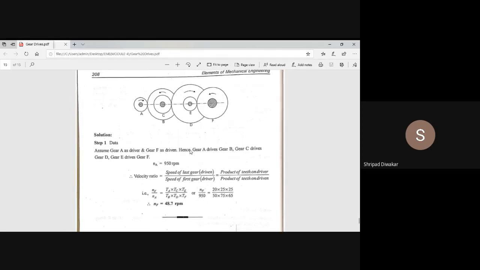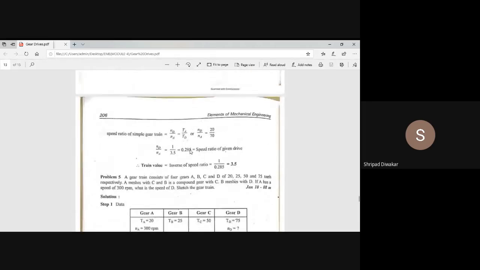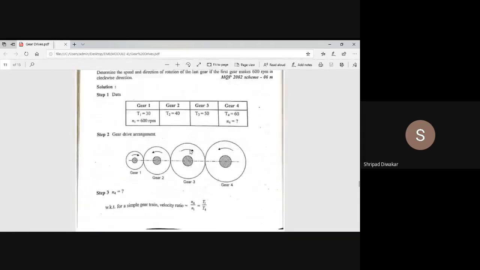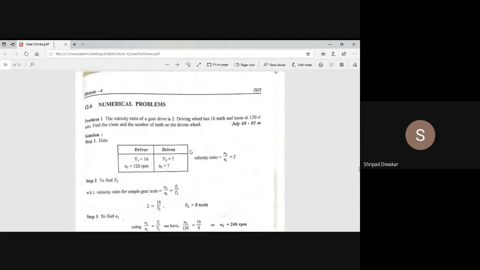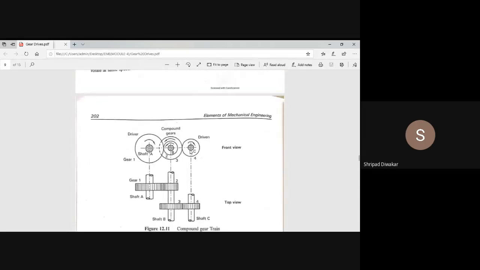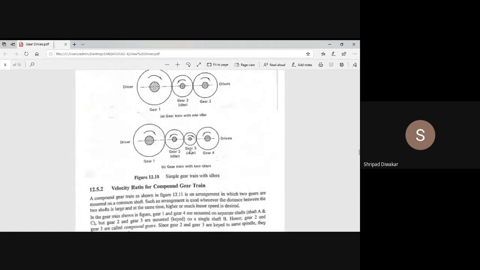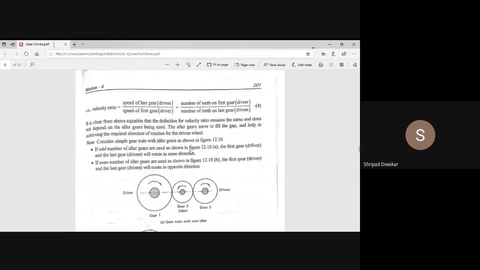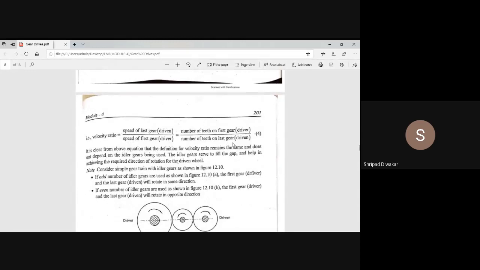Okay, so you remember, a simple gear train is the one which is having two or more middle gears, or intermediate gears, or idle gears in between. On the other hand, we have the compound gear train. A compound gear train means two or more gears are connected to a common shaft. And you have to remember a very simple equation: speed of the last gear divided by speed of the first gear equals number of teeth on the first gear divided by number of teeth on the last gear. Always you have to take last with first.